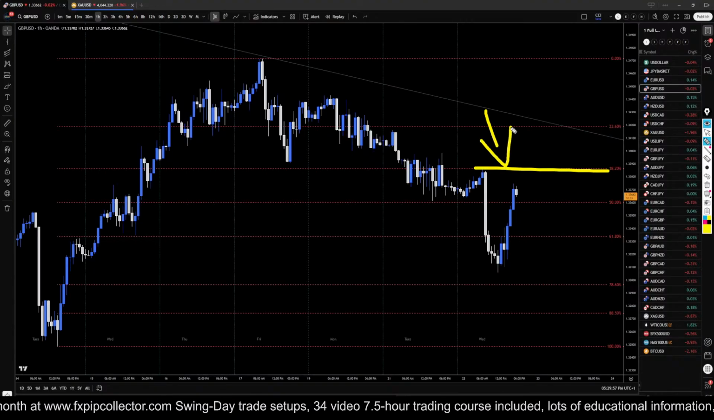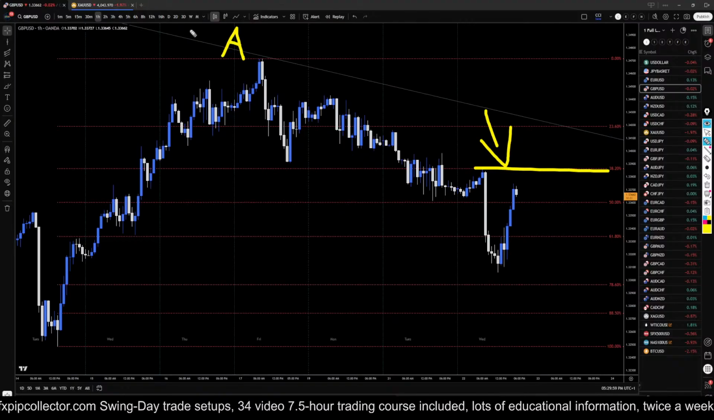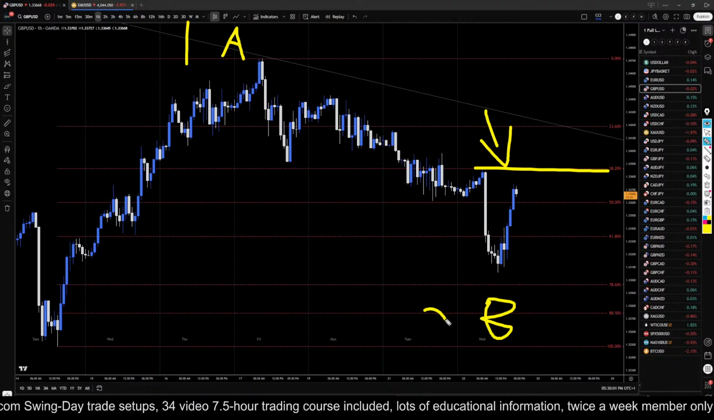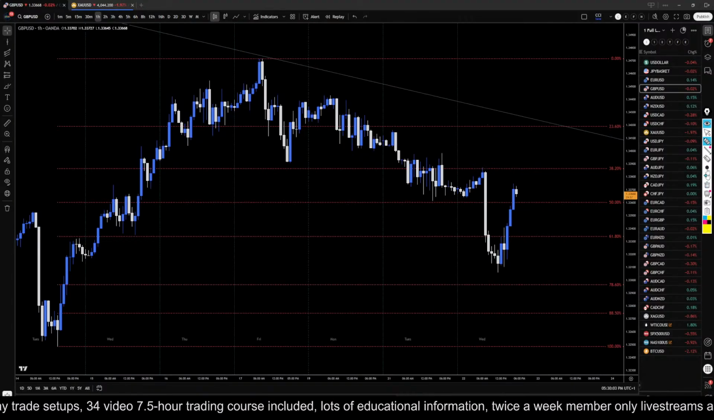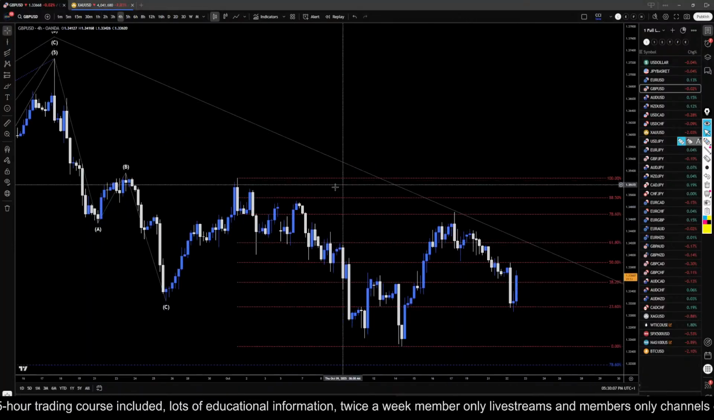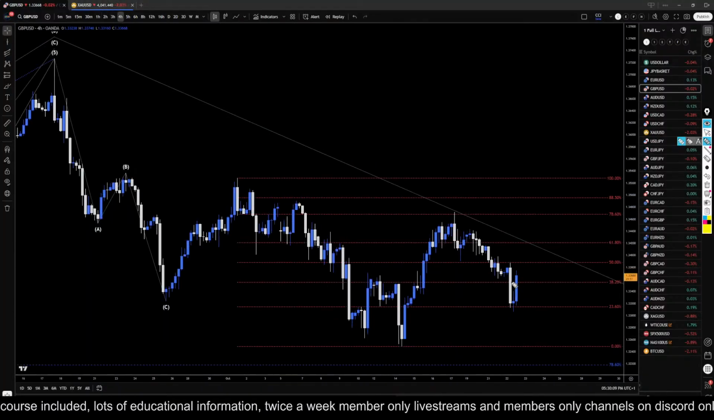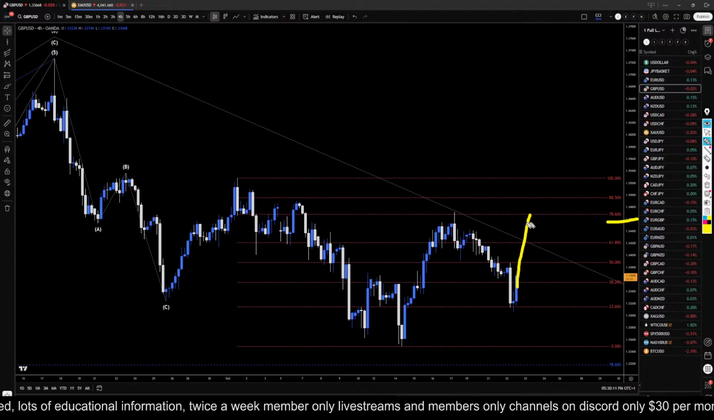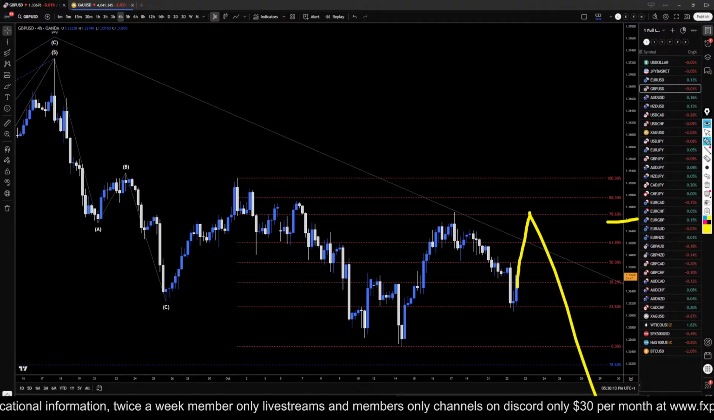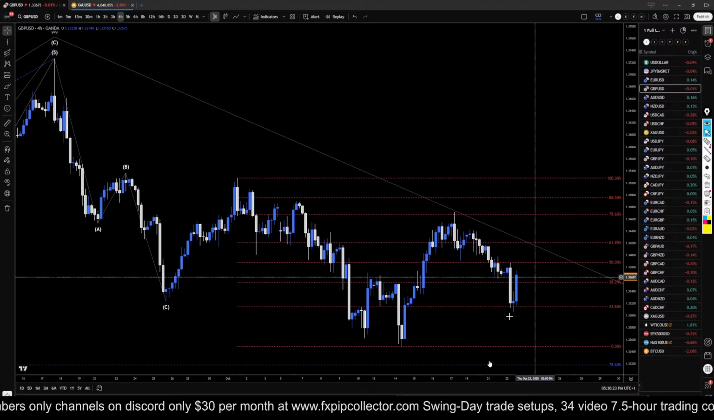I guess if it breaks structure to the upside, then maybe this is either an A or a 1, and this is either a B or a 2, and now we're going up for a 3 or a C. I guess it would definitely make sense for it to go up for a wave C if this is not a running ABC right here. Maybe it's going to go all the way back up to 78% and then turn down again, but yeah, maybe you're right, Rocky.